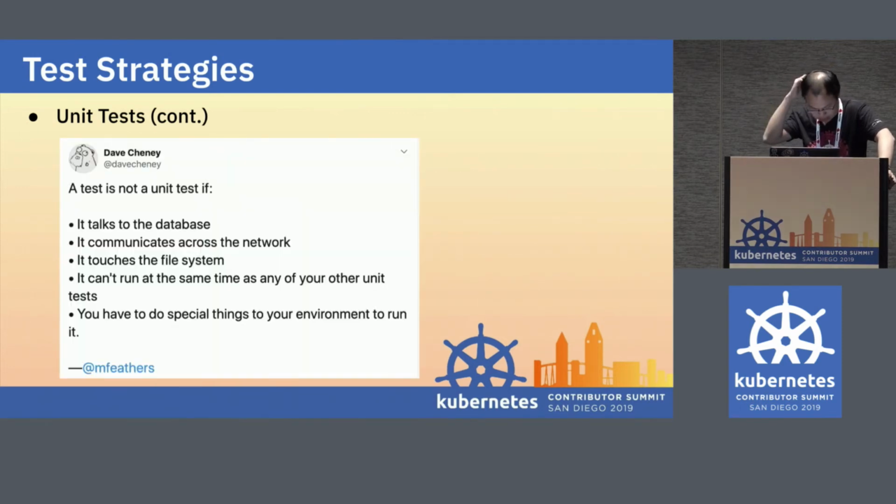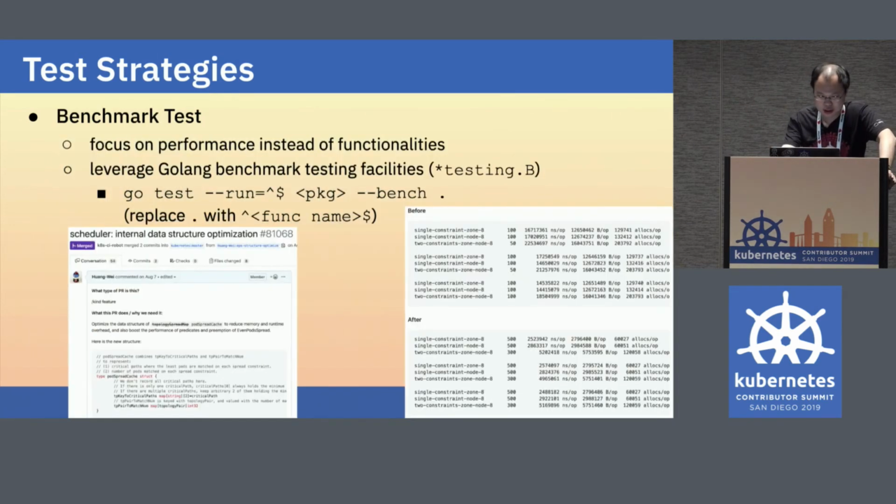Here is a quote by Dave Cheney about some opinions on unit tests. And the next thing is that unit tests focus on the correctness of the functionalities. But sometimes we have multiple options for the implementation. What can I do? How can I tell which one is better? A good way is using the benchmark testing framework provided natively by Golang.